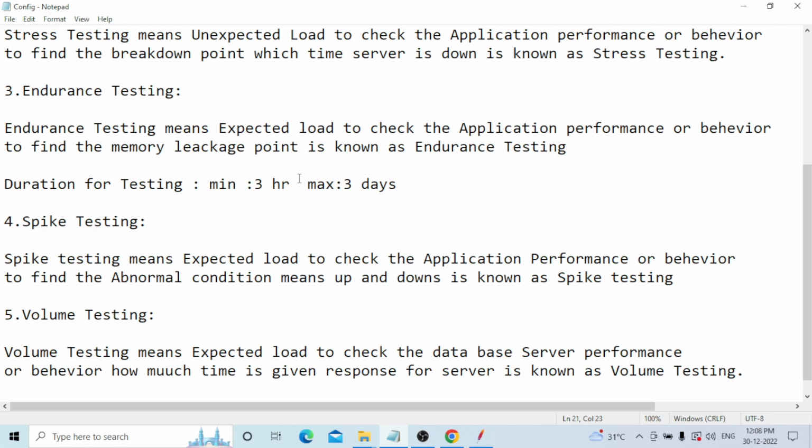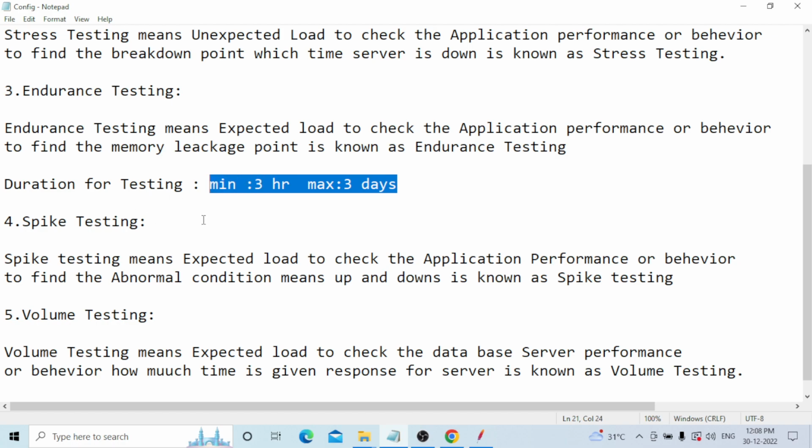In my experience I have executed 8 hours and 1 day, 24 hours, not more than that. But for some applications, some other projects, my team members have also executed 3 days. That is case to case, project to project, everything will be different, and this is not constant.